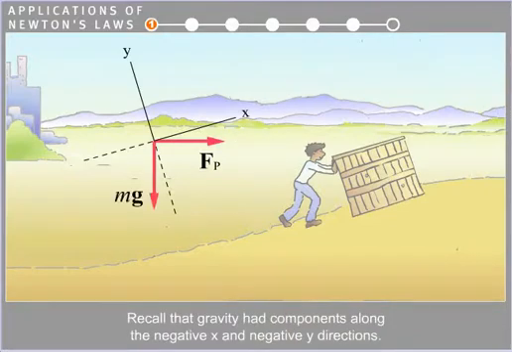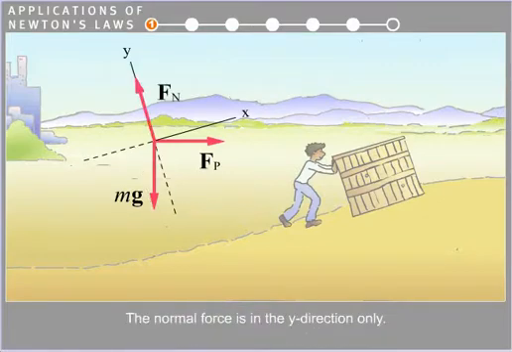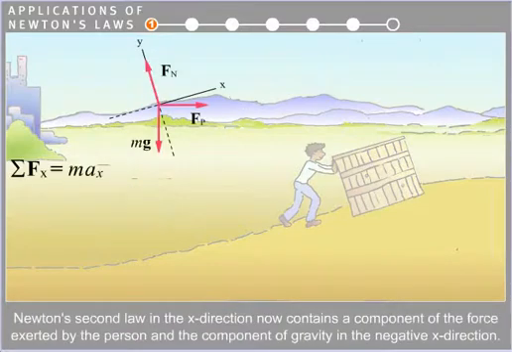Recall that gravity had components along the negative x and negative y directions. The normal force is in the y direction only. Newton's second law in the x direction now contains a component of the force exerted by the person and the component of gravity in the negative x direction.